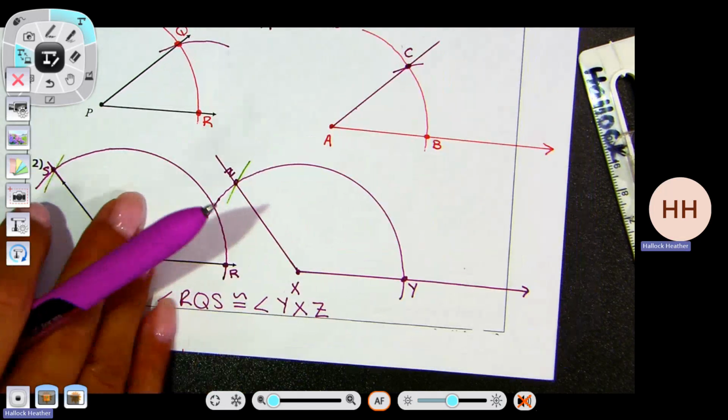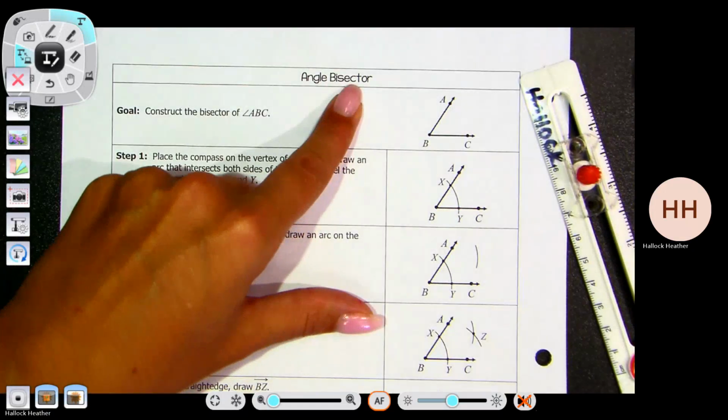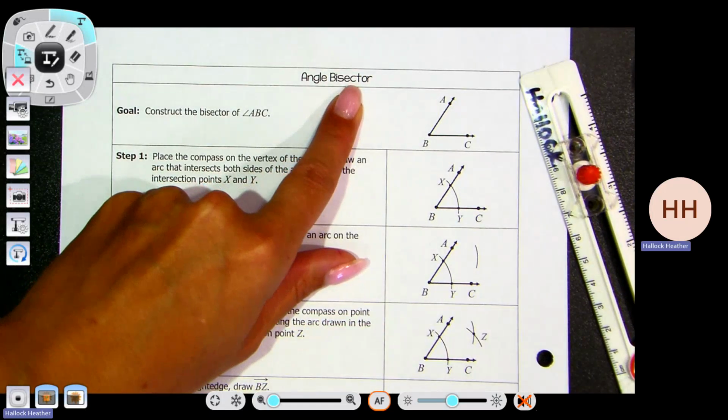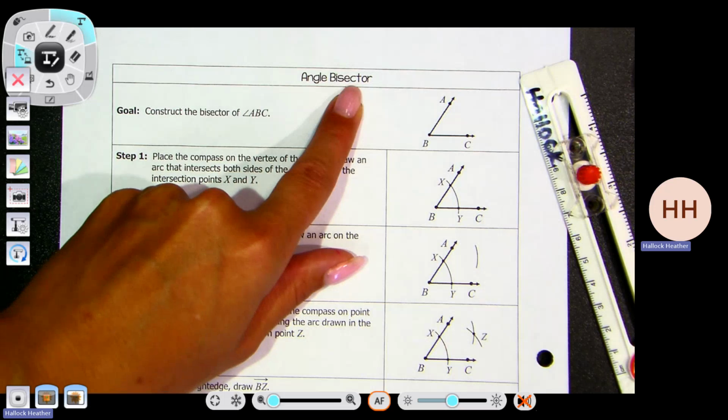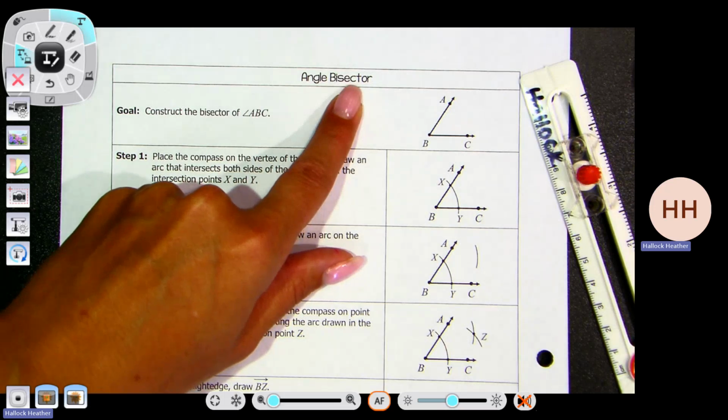Okay, let's go to the back. The next one is way easier. This is an angle bisector. Bisector means to cut in half into two equal parts. Cutting in half, it's equal.